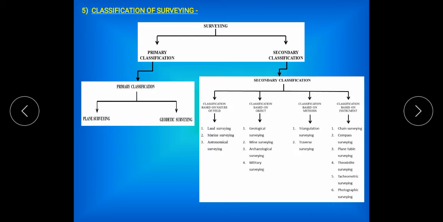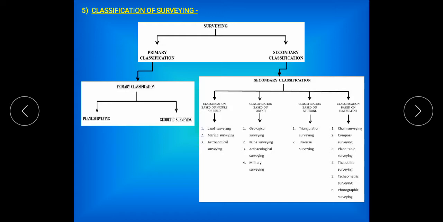The third type is plane table surveying. The plane table is another instrument we use for surveying, and we study plane table surveying in the next semester, the third semester, in the subject advanced surveying. The fourth is theodolite surveying. The theodolite is an instrument used for measuring the angle between two points, and we study theodolite surveying in the next semester also.